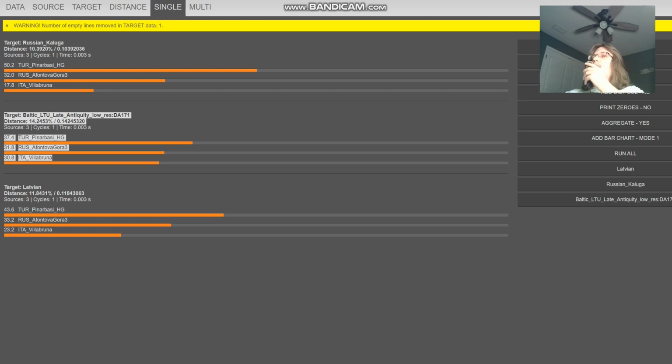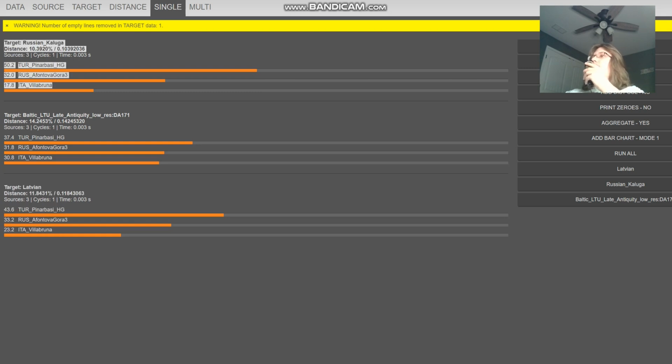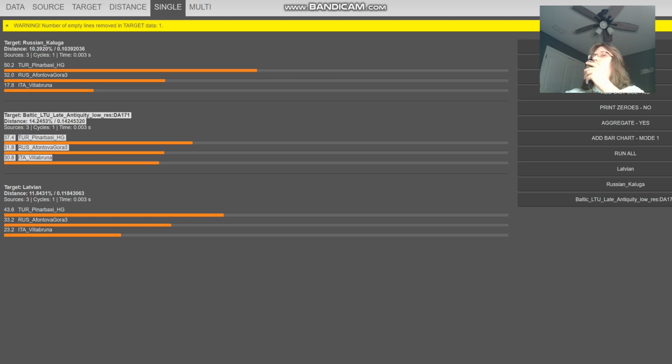Because as you can see, Latvians have 43.6 Pinarbasi-like admixture. Latvians have quite a lot of Mediterranean admixture. They are almost half Mediterranean. Russians are over half Mediterranean. Like me, for example, I score around 50% too. But this late antiquity Balt is only 37%. And it's really impressive by European standards.